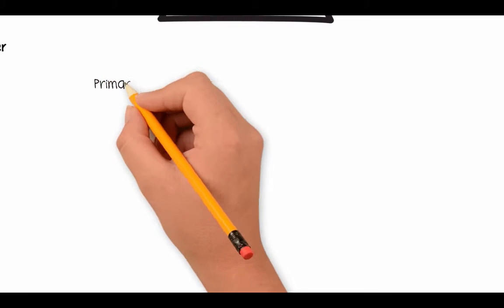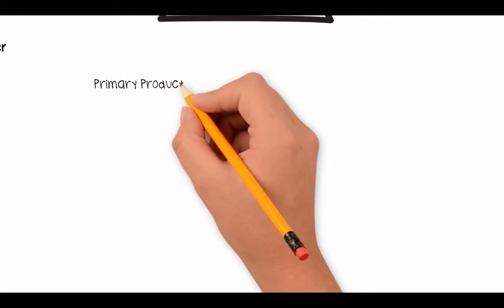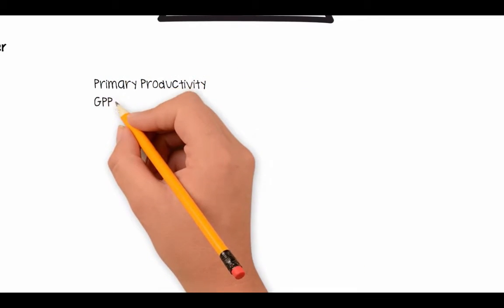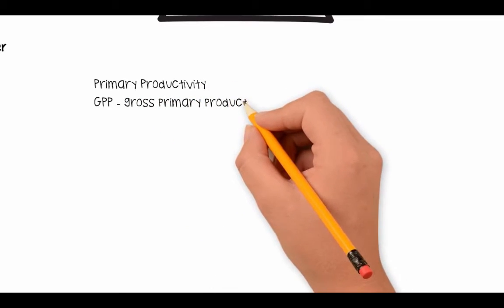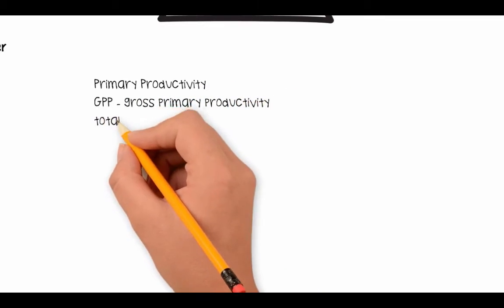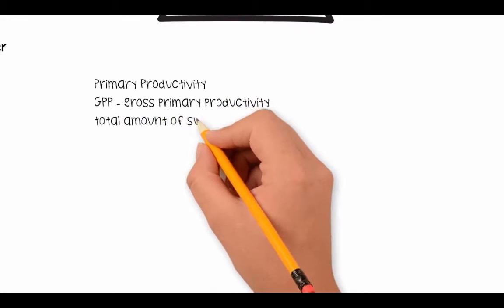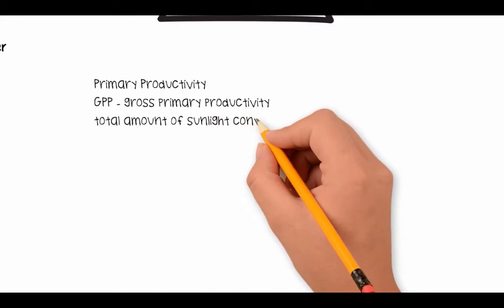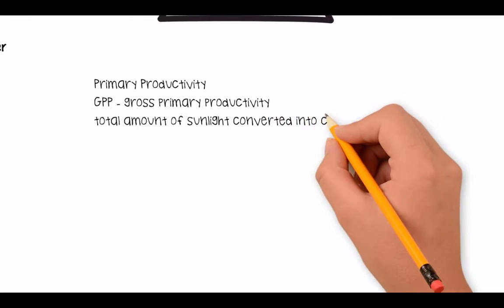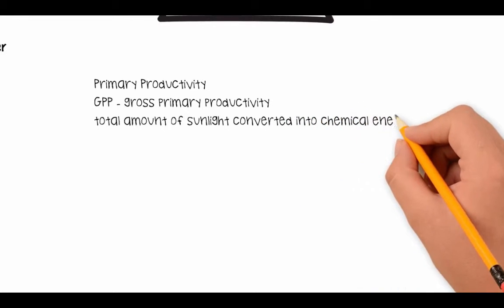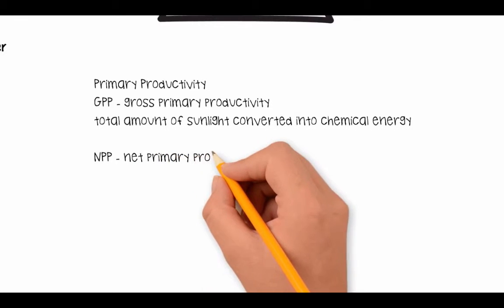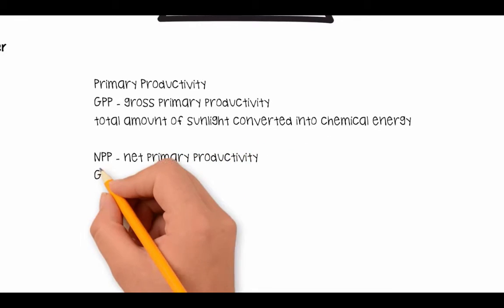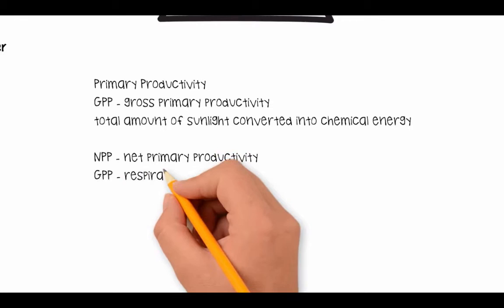Finally, let's take a look at the concept of productivity. Primary productivity is defined as the amount of solar energy that is converted into chemical energy during photosynthesis. Gross primary productivity is the total amount of photosynthetic output, but not all is stored as biomass, as some of the energy is used for life processes of the producers. Net primary productivity can be calculated by subtracting the energy used for respiration from the gross productivity.